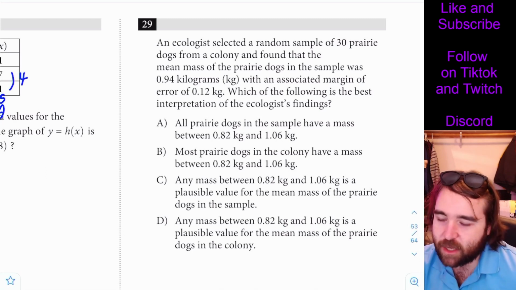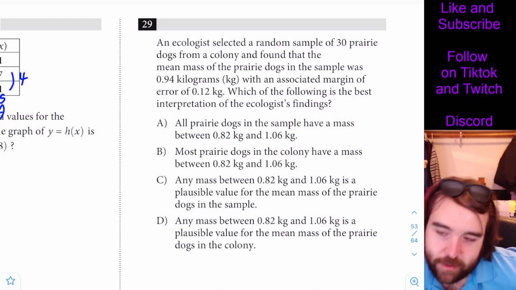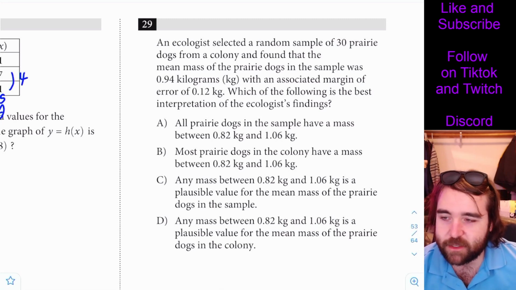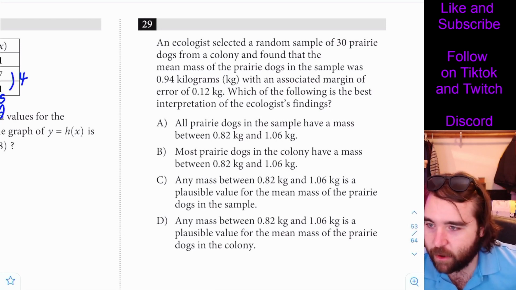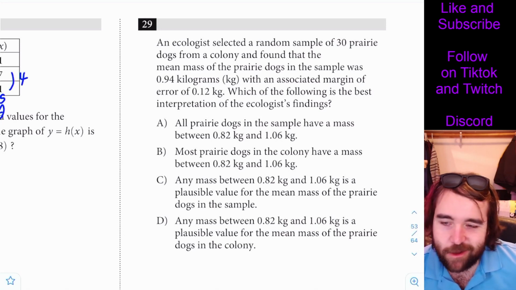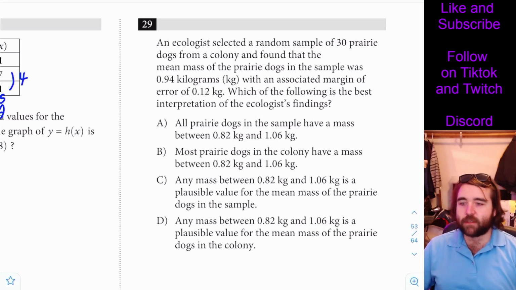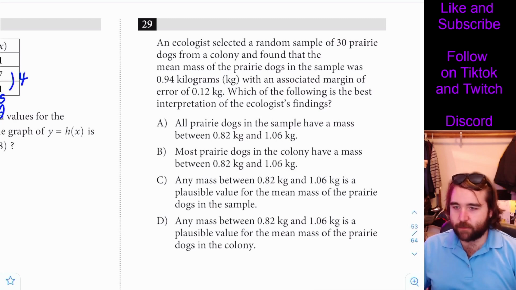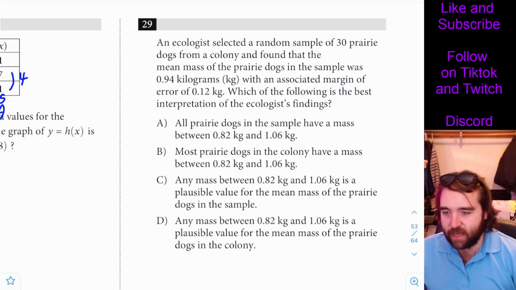So all prairie dogs in the sample have a mass of that. No. Margin of error just means like, yeah, they might be wrong. They're not totally sure about their data because anytime you take a sample, you can never be sure that sample represents the entire colony perfectly. So that's all margin of error is. It's not guaranteeing. Now, most prairie dogs, see, no, it's not even guaranteeing that. They could all be out of that. All they're saying is the average is most likely in between those. Any mass between that is a plausible value for the mean mass. Yeah, that's exactly what they're saying. They're saying the mean is in between there.